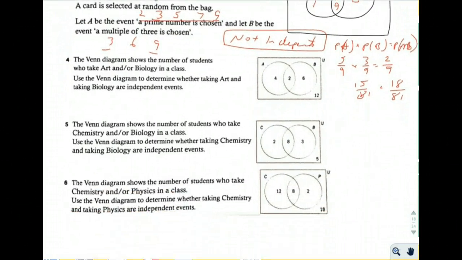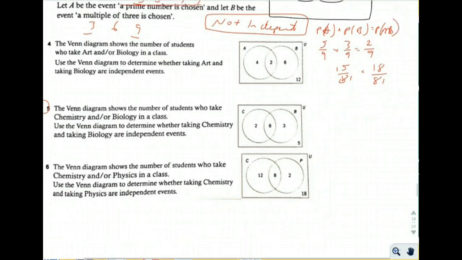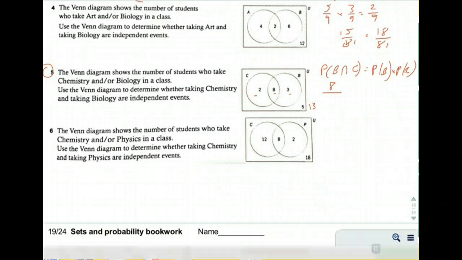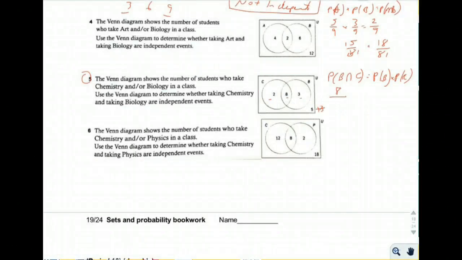Now let's go down to number 5. The Venn diagram shows the number of students who take chemistry and or biology. Use the Venn diagram to determine whether taking chemistry and biology are independent events. Okay, so these are the number of students in each section. So let's see, probability of biology intersect chemistry. Is that equal to the probability of biology times the probability of chemistry? Let's see. Well, the probability of biology intersect chemistry would be 8 out of something. What's the total here? It would be 2 plus 8 plus 13. Oops, there's 5 outside too, so that would be 18.